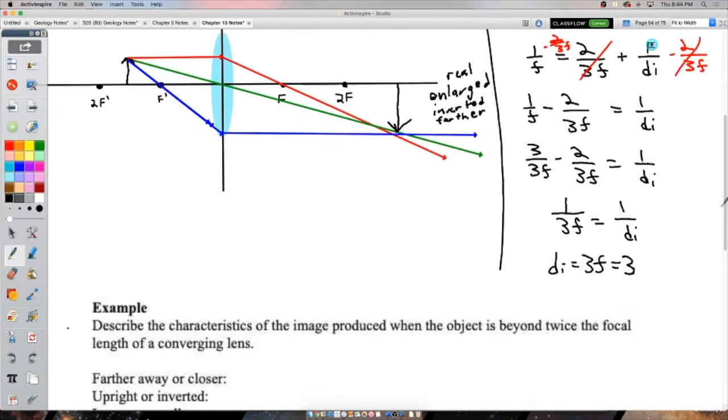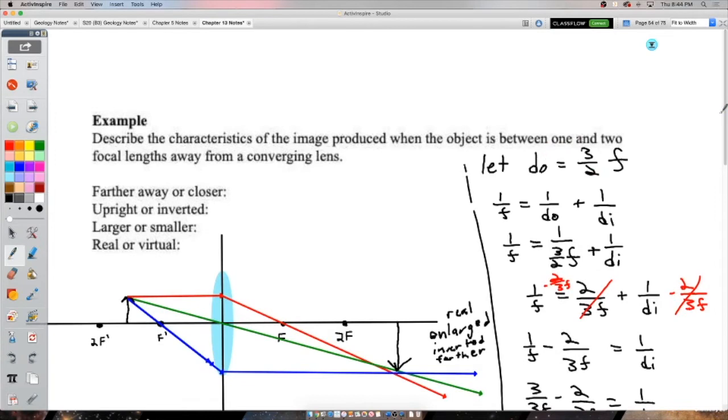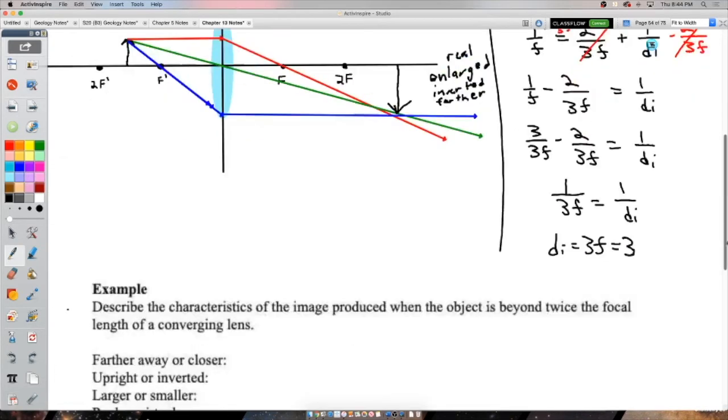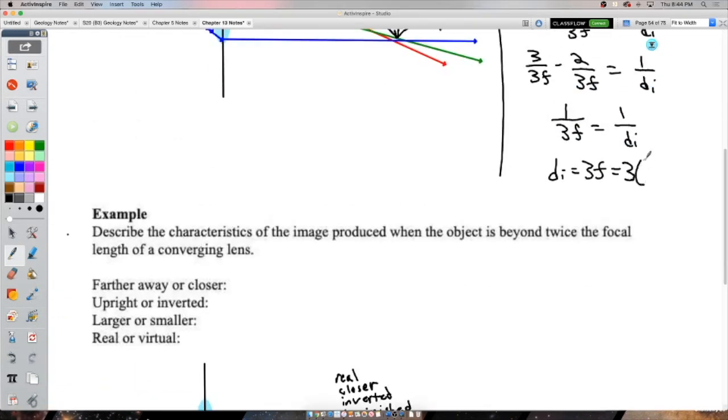We can also just see that by subbing DO back in, right? If DO equals 3 over 2F, then F equals 2/3 DO, just dividing both sides by 3 over 2. So then 3 times 2/3 DO, that's what F is, gives you 6 over 3 DO, gives you 2 DO. So DI equals 2 DO.